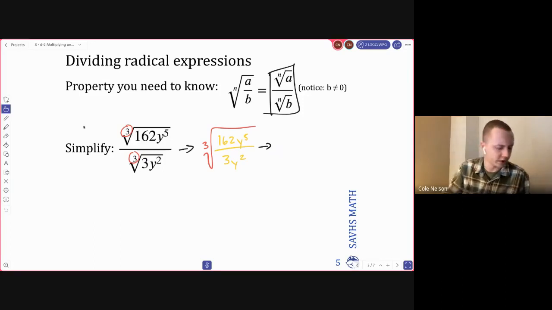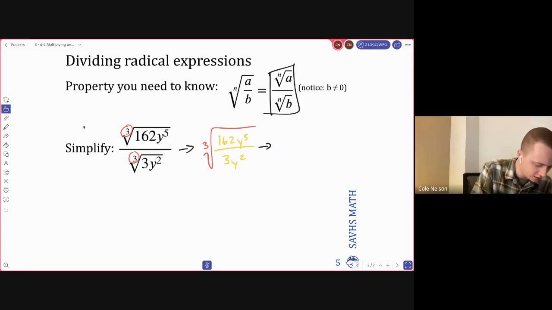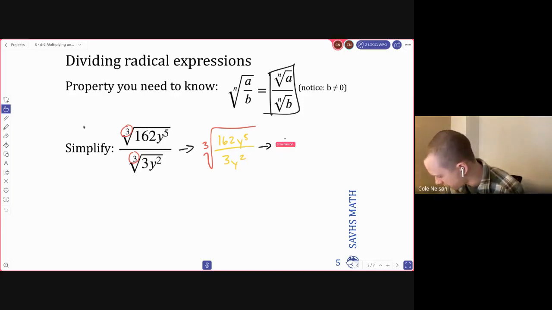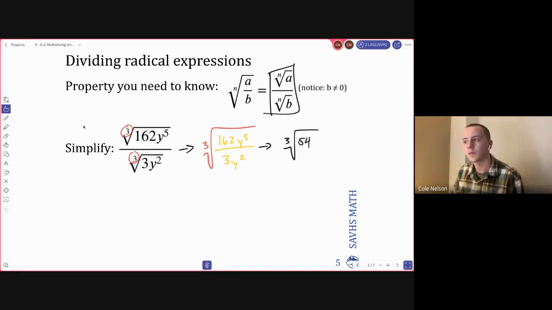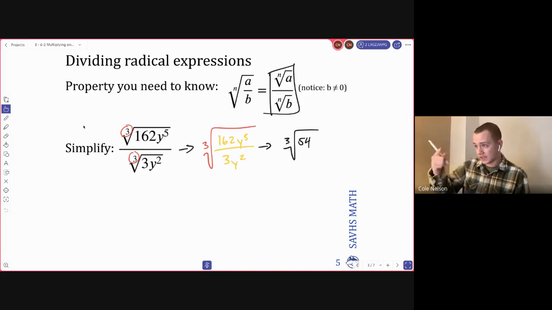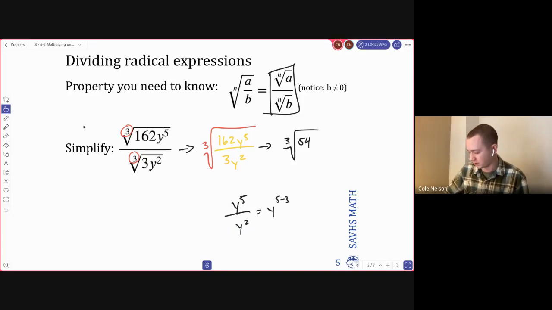Okay, by the way, 162 divided by 3 is 54. I just used my calculator because I'm lazy, but also you can use it to be precise too, 54. Okay, y to the fifth over y to the second is y to the 5 minus 3. 5 minus 3 is 2. Just kidding, it's not 5 minus 3, it's 5 minus 2, which is y cubed. Okay, so then I have a y cubed here.